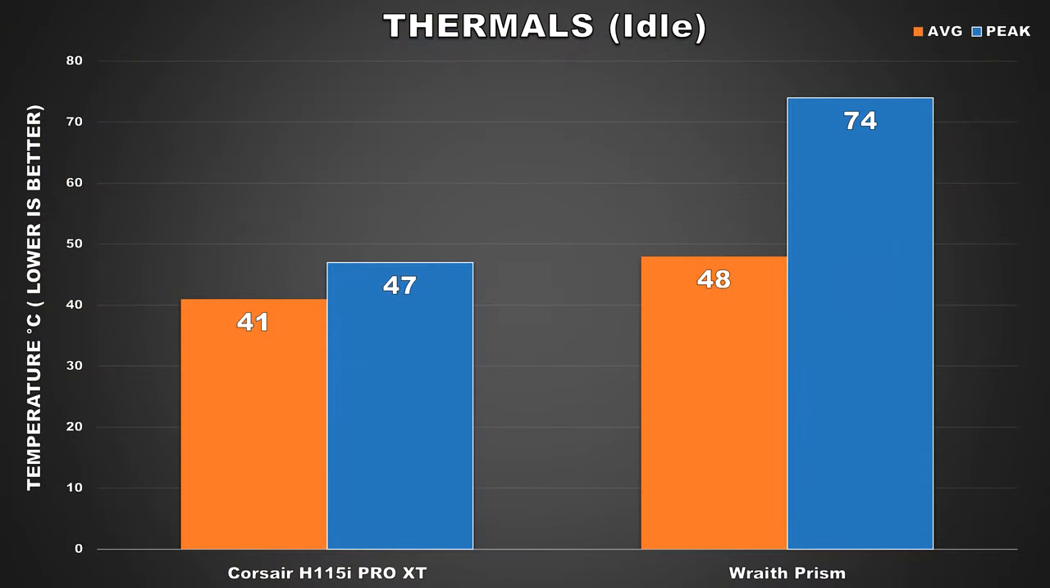For the first test, I decided to test both the coolers in an idle condition. Here we can see the Corsair H115i PRO XT average CPU temps around 41 degrees Celsius and peaked at 47 degrees, whereas our Wraith Prism averaged 48 degrees Celsius and peaked at 74 degrees Celsius, which is quite high.